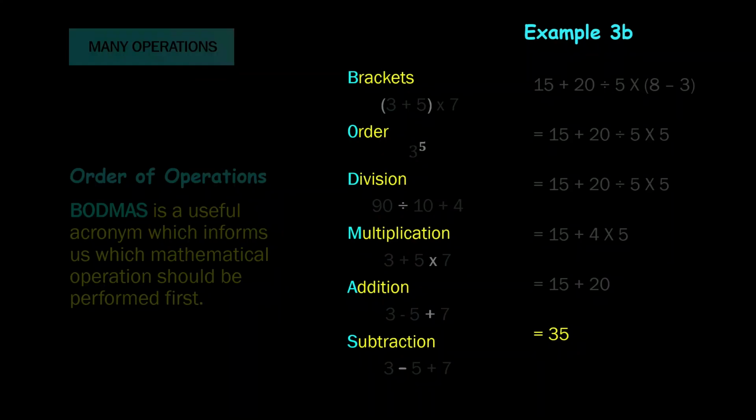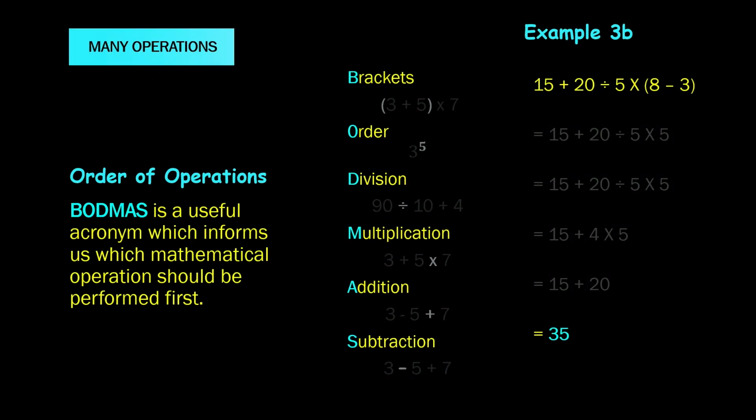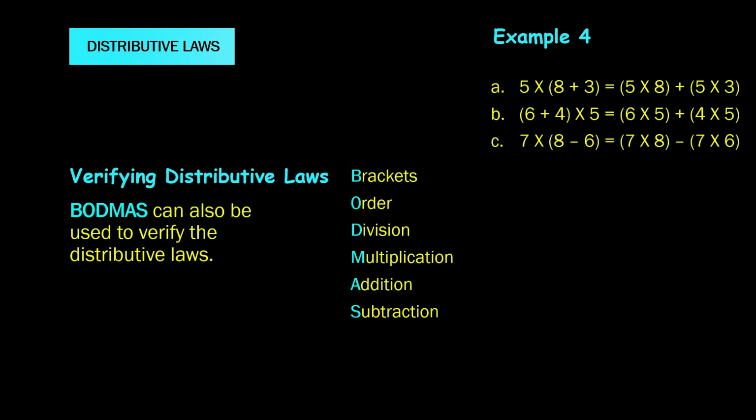Since we now have a numerical answer and no more operations, clearly there is no point in considering the last remaining operation, subtraction. So there is nothing to consider now at all. So our final answer is 35. We will now use the BODMAS rules to verify the distributive laws by using the examples shown on the screen.